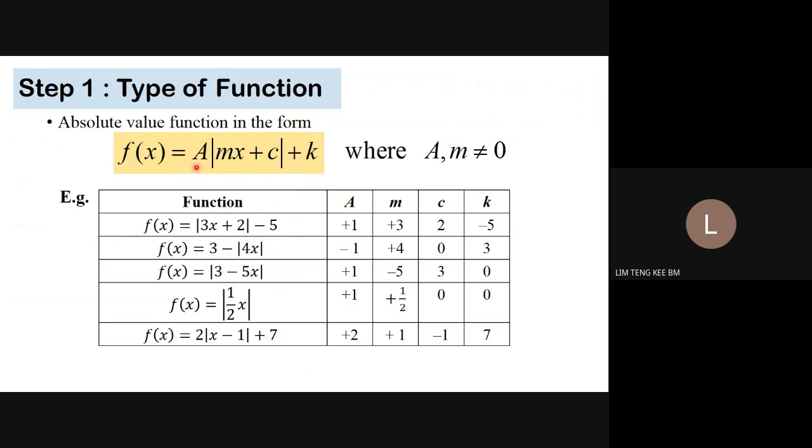Or you may have a constant, positive or negative, multiplied with your modulus. Like in the first case here, the a corresponds to positive 1. The second case, negative 1, positive 1, negative 1, positive 2. So these are all the examples that we can use with the steps I introduced here to sketch the graph.